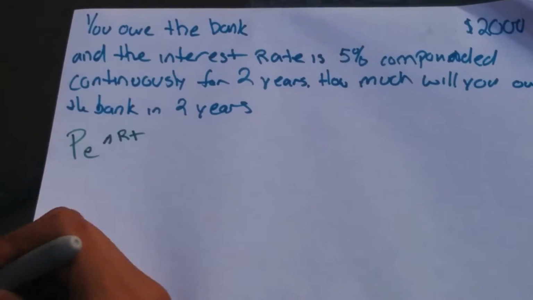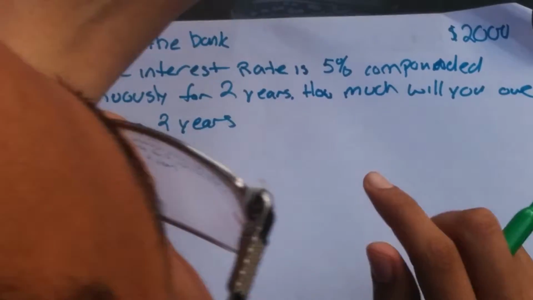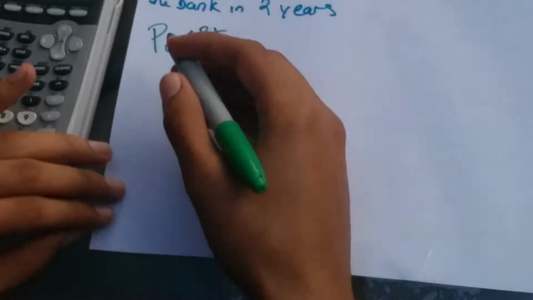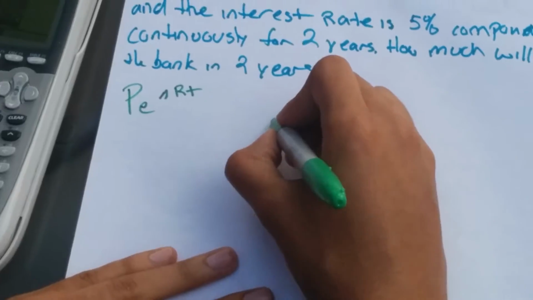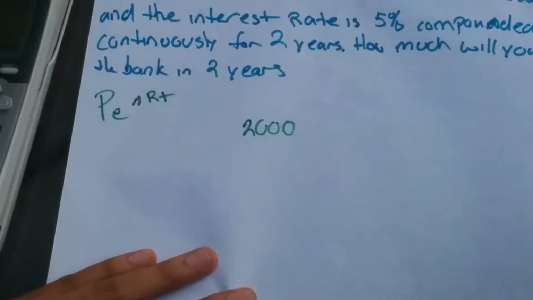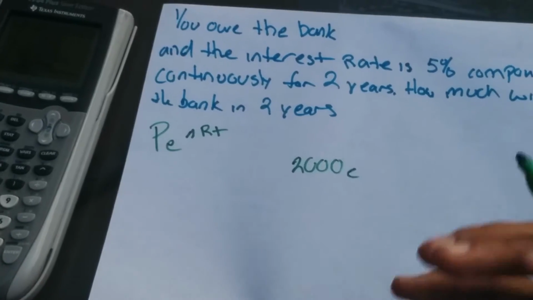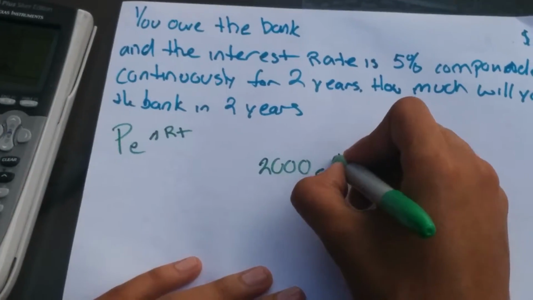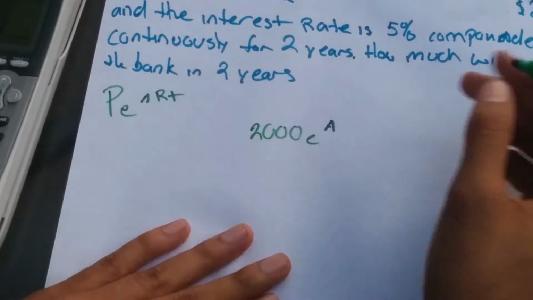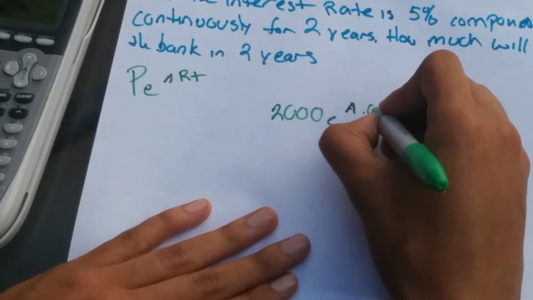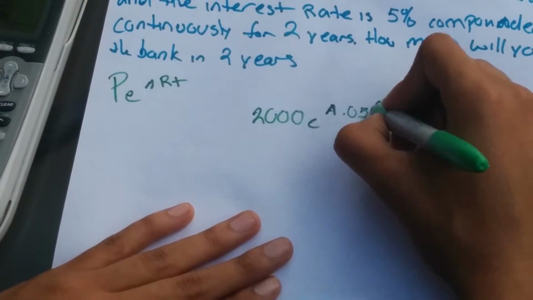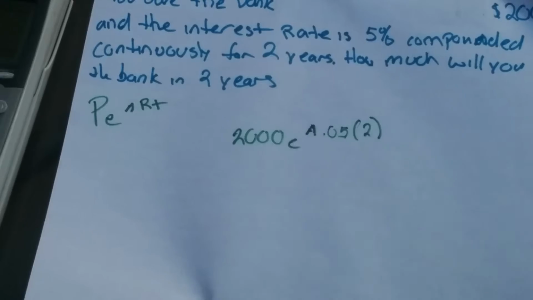This problem is very easy to set up, which is P, principal amount or start amount, is 2,000. To the natural log base of E, because it's compounded continuously every second of every day, to the power of the rate, which is 0.05, and then time, which is 2 years.